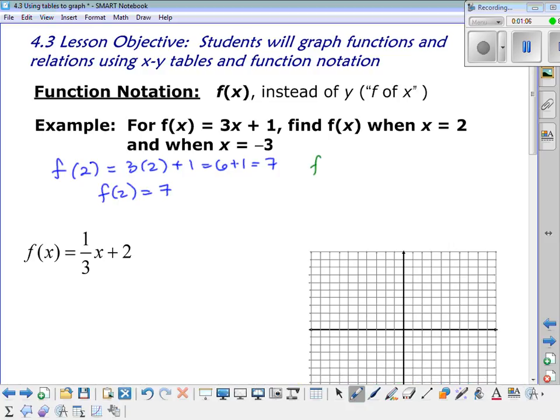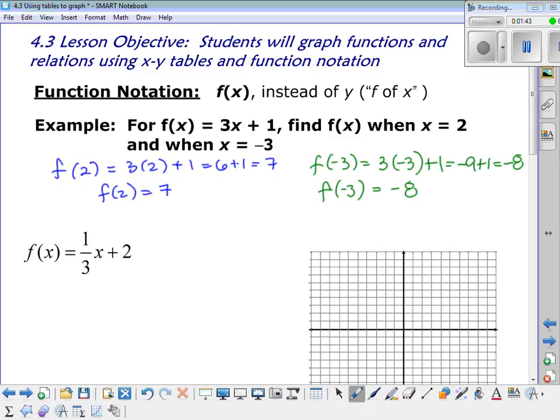If I want to know what it is when x is negative 3, do the same thing. Plug in the negative 3. 3 times negative 3 plus 1, so that's negative 9 plus 1. That equals negative 8. And so f of negative 3 would be negative 8. So we're just plugging in values for x. When it gives you a problem like that, you're not going to have to get f alone or anything like that. You just leave that number in the parentheses, f of 2 or f of negative 3 or f of whatever it is, okay?